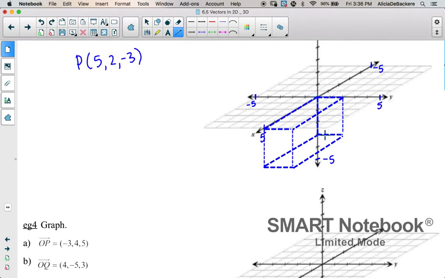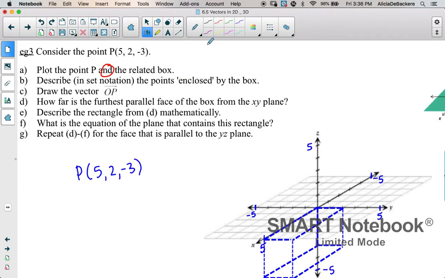So the back of the box is actually sitting at -3 on the z-axis, but the front of the box looks more like it's below -5, and that's okay, right? That's a perspective thing.